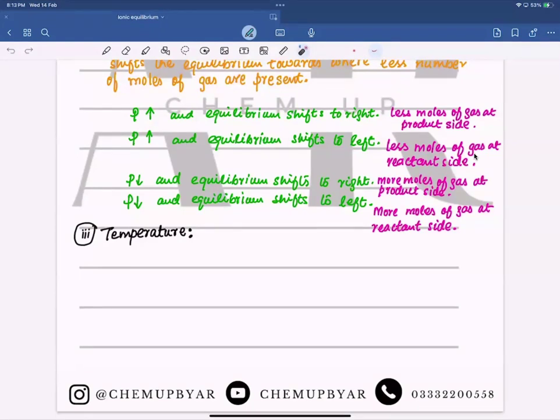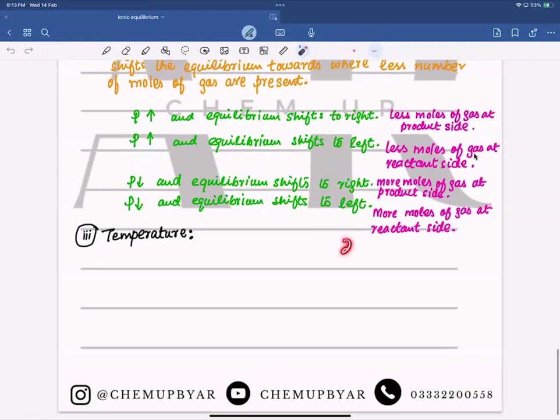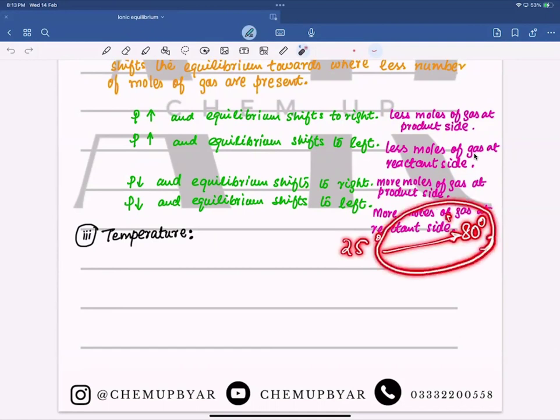So according to Le Chatelier, the equilibrium shifts in a direction which minimizes the change. So here, for example, if the equilibrium was established at 25 degrees Celsius, and then we raise the temperature to, let's suppose, 80 degrees Celsius, it means that the change is increased temperature. So we have to minimize this increase in temperature. Is this understandable to all of you?